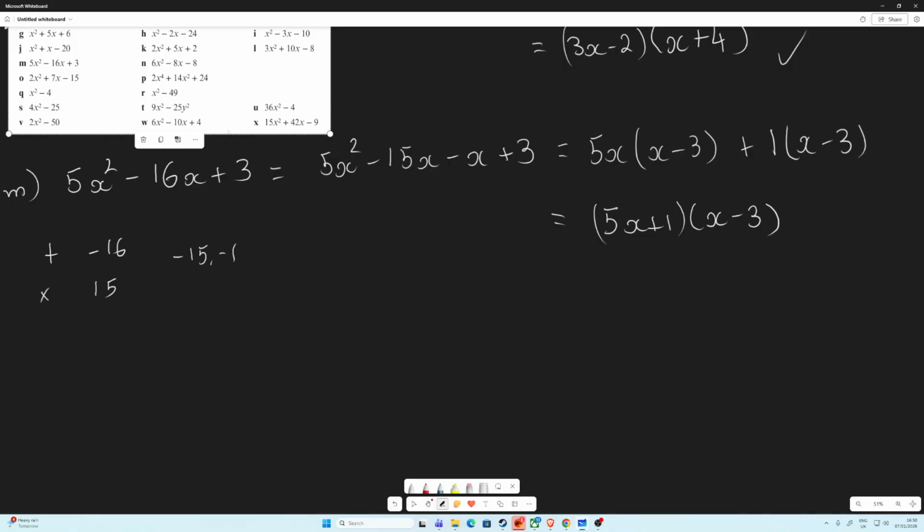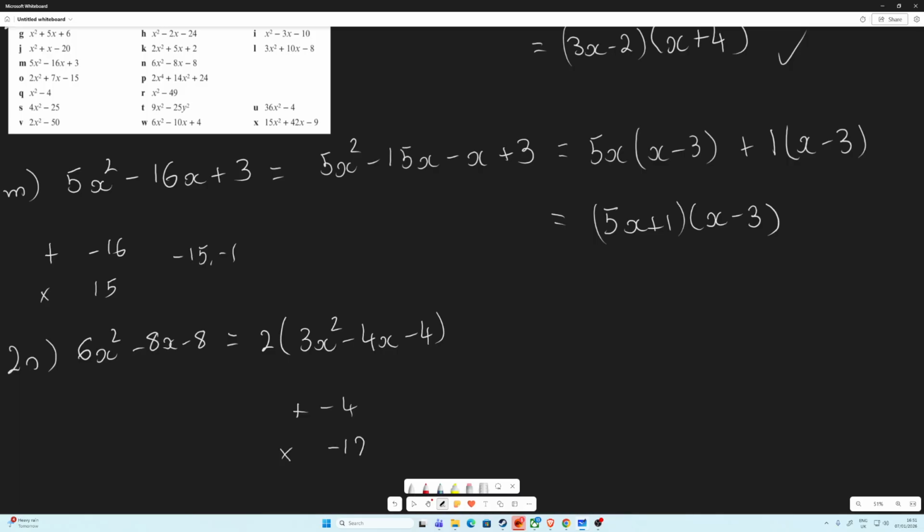Let's try 2n. Okay, we could start by taking the factor of 2 out. So let's write it out. 6x squared minus 8x minus 8 equals, let's take a factor of 2 out, so 3x squared minus 4x minus 4. So now I want two numbers that add to minus 4 and multiply to minus 12. That will be 2 and negative 6.